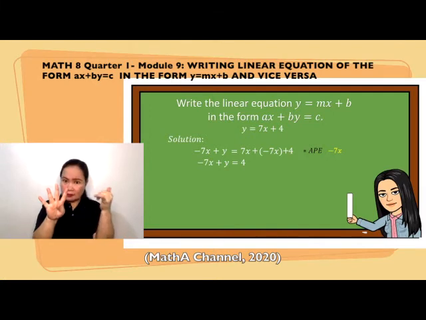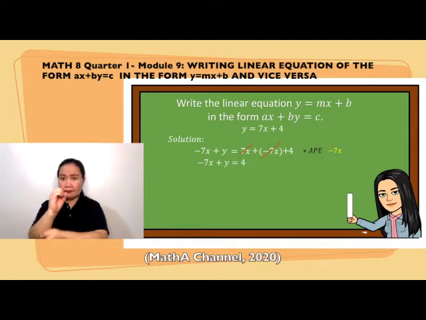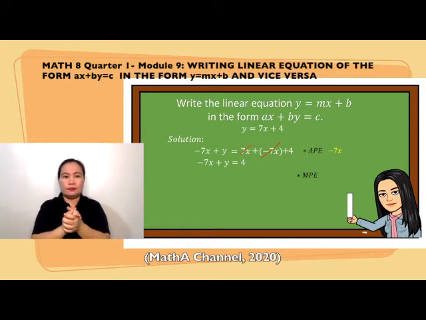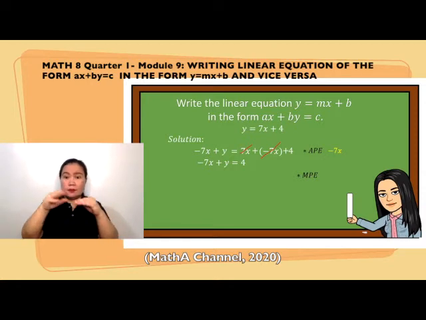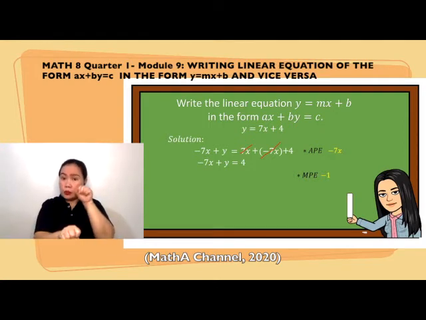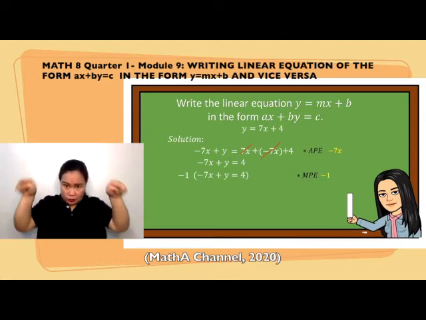So bakit ito na lang yung natira? Because we're going to cancel out 7x plus negative 7x, which would be equal to 0. Kaya 4 na lang yung ating naiwan sa right hand ng ating equation. Next, use the multiplication property of equality. So we have here negative 1. So bakit negative 1? Since ang ating x ay negative, we're going to change this into a positive term. So, para maging positive, we're going to multiply the whole equation by negative 1.